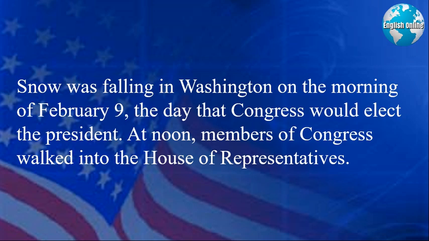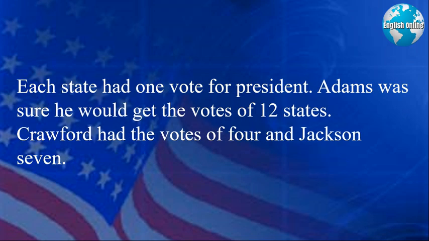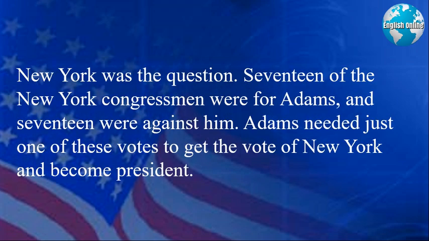Snow was falling in Washington on the morning of February 9th, the day that Congress would elect the president. At noon, members of Congress walked into the House of Representatives. Each state had one vote for president. Adams was sure he would get the votes of 12 states. Crawford had the votes of 4 and Jackson 7. New York was the question. 17 of the New York congressmen were for Adams, and 17 were against him. Adams needed just one of these votes to get the vote of New York and become president.